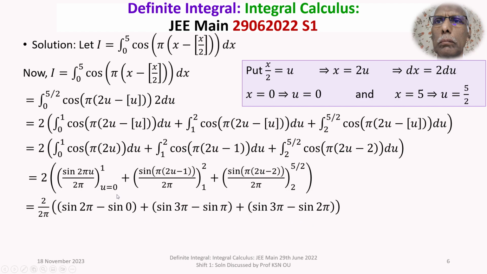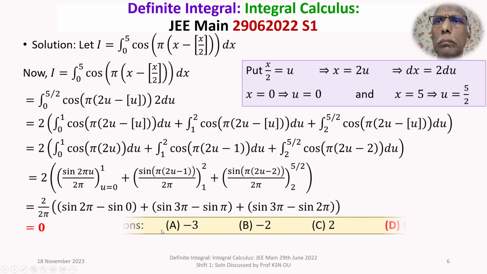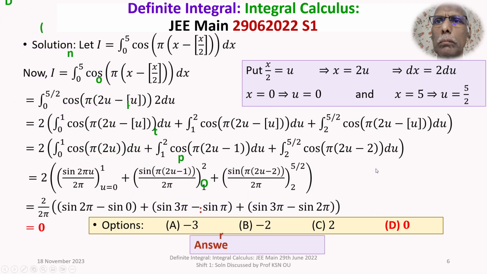And notice that sine 0 is 0, sine pi is 0, sine 2 pi is 0, sine 3 pi is 0. So everything is 0, and the answer is 0. Let's look at our options. Our answer 0 appears against option D. Therefore, the answer to this question is option D.